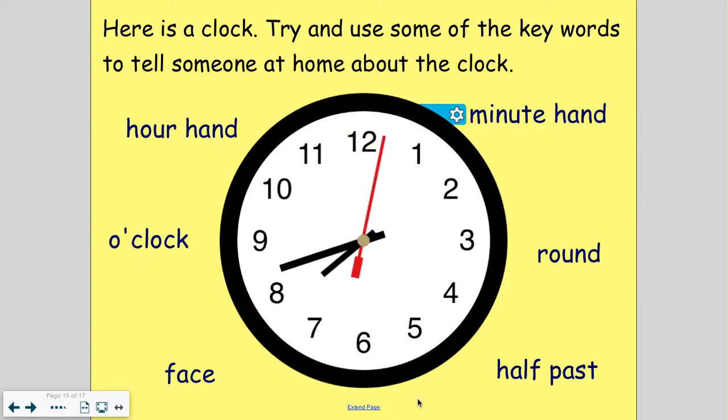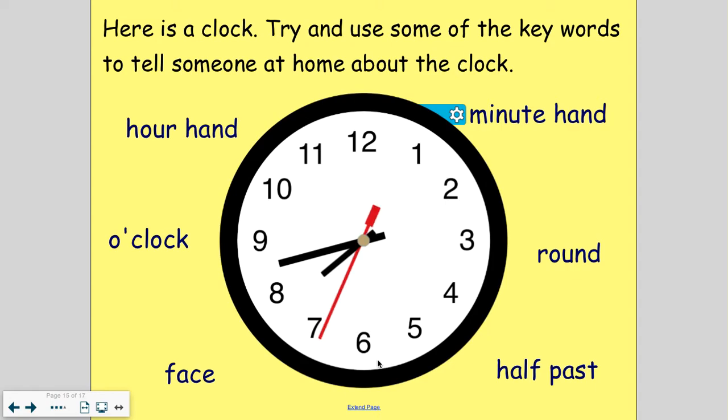Some of the things I know is that a clock is round, and this clock, the round part, I would call it a face. On a clock face, I have an hour hand. This is the shorter hand because hour is a slightly shorter word. That's how I remember. I also have a minute hand, which is slightly longer. That tells me how many minutes the time is showing.